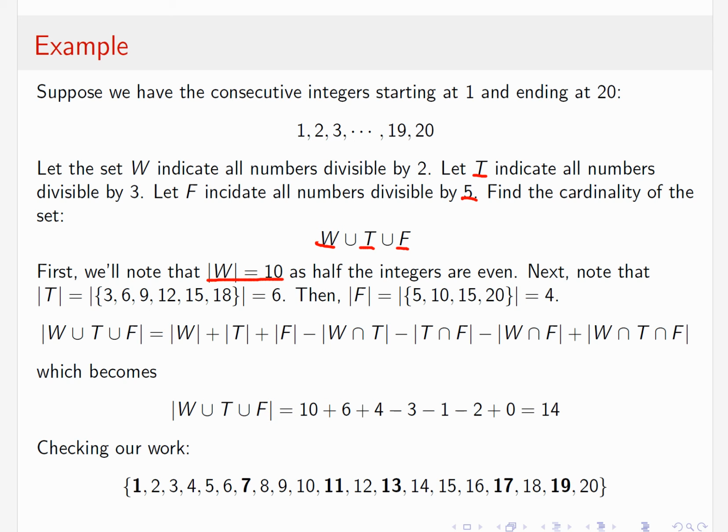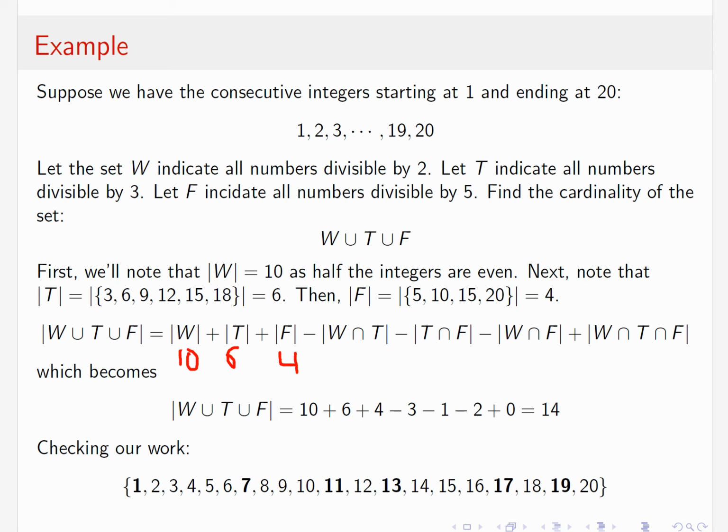Note the cardinality of the divisible by 2 numbers is 10, right? Half of the integers between 1 and 20 are even. And then we have 6 numbers that are divisible by 3: 3, 6, 9, 12, 15, and 18. And we have 4 numbers that are divisible by 5. So this is easy to add these cardinalities, right? We have 10 even numbers, 6 numbers divisible by 3, and 4 numbers divisible by 5.